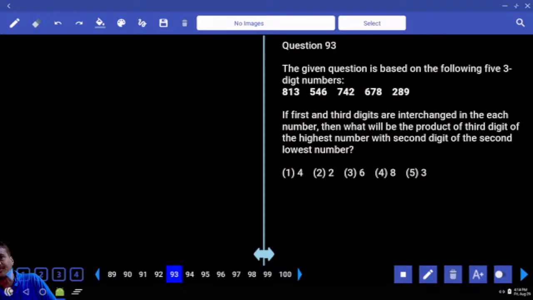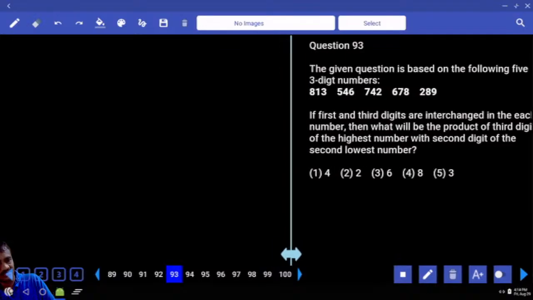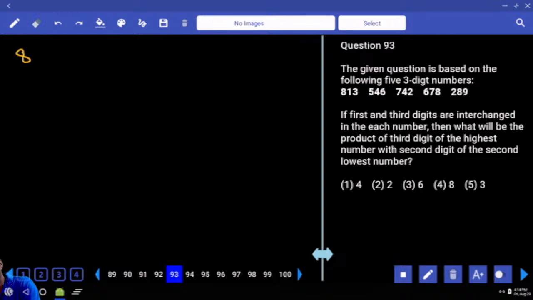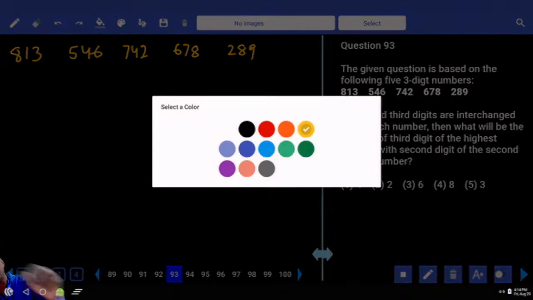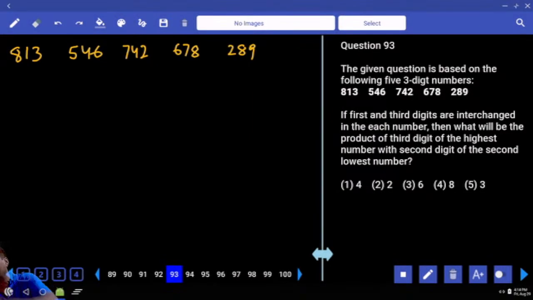Must set of numbers be first or the second? Set of numbers is first priority. What are the numbers given? 813, 546, 742, 678, and 289. Now these are the five numbers we have. Then coming to 93: first and the third digits are interchanged. First and the third are interchanged means the entire number will be reversed.